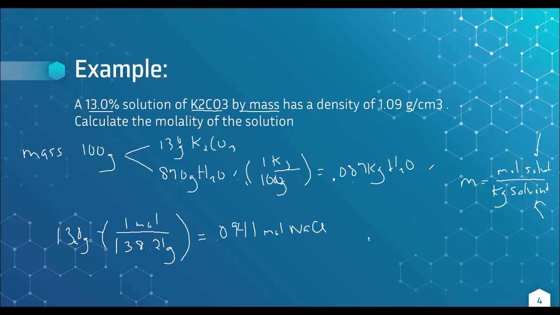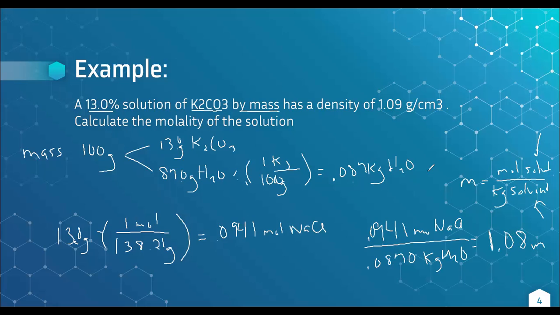Okay, so now we need moles per kilogram of solvent. So we're going to do 0.0941 moles of potassium carbonate per 0.0870 kilograms of water. And this gives us a 1.08 molal solution.